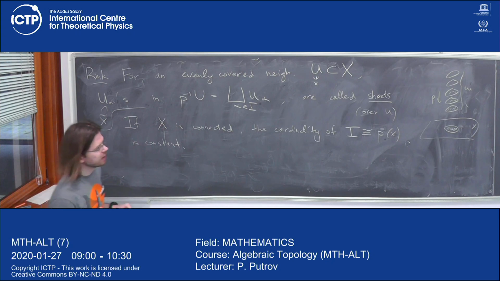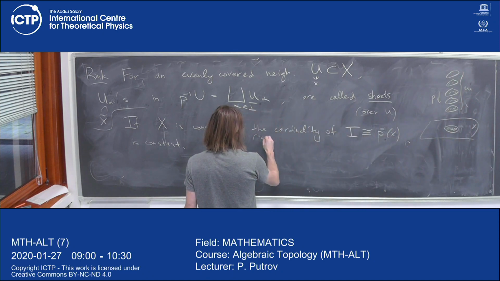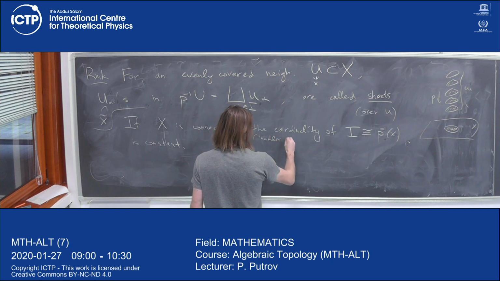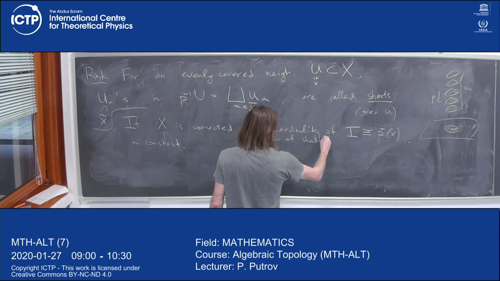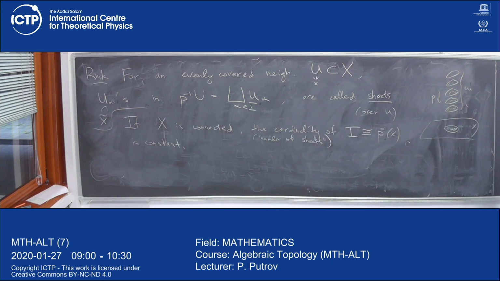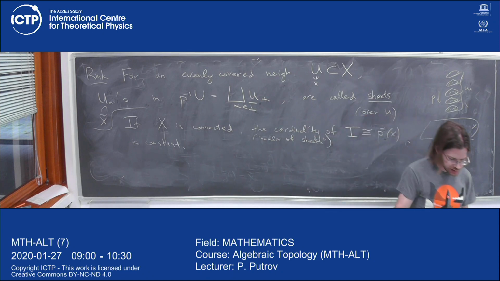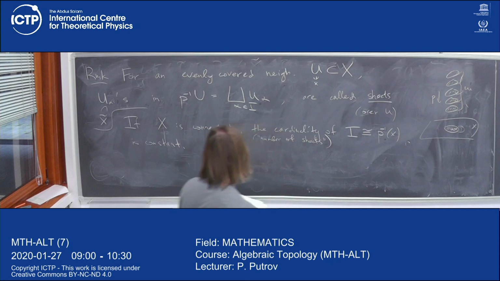So this cardinality might be called the number of sheets. This number might not be finite, so we have to talk about cardinal numbers. Intuitively it's almost obvious: if X is continuous and we go to another point, this number stays the same, so locally X looks like a product of U and the discrete set I. And of course, they should be consistent everywhere. But how can we actually prove this more formally?